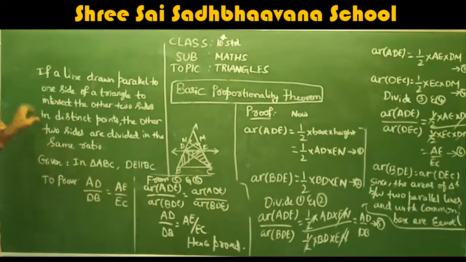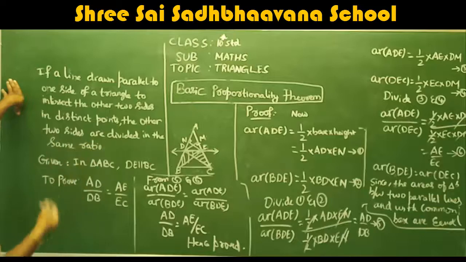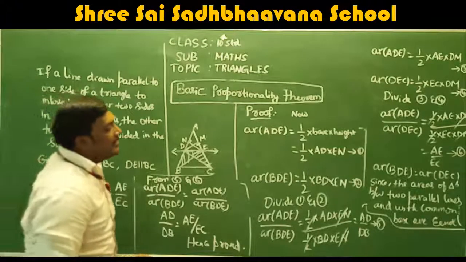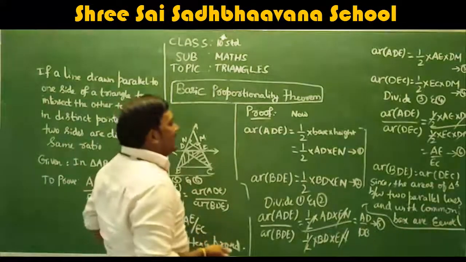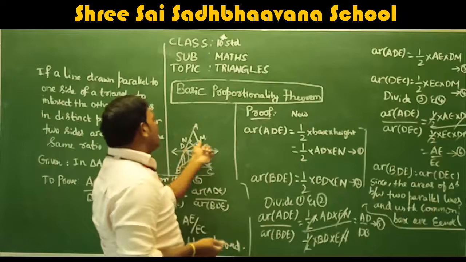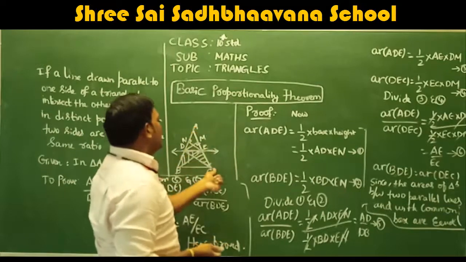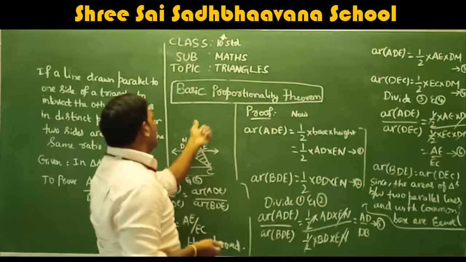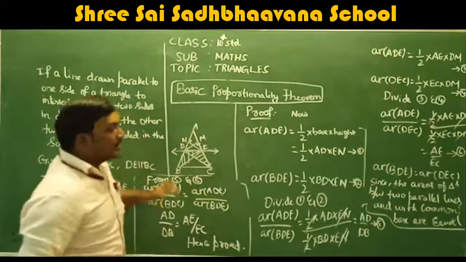And given in triangle ABC, they only gave DE is parallel to BC. So now, the proof, what we are doing: we are considering area of triangle ADE. In construction, what did we do? DM we constructed, which is perpendicular to AC, and EN we constructed, which is perpendicular to AB, correct?